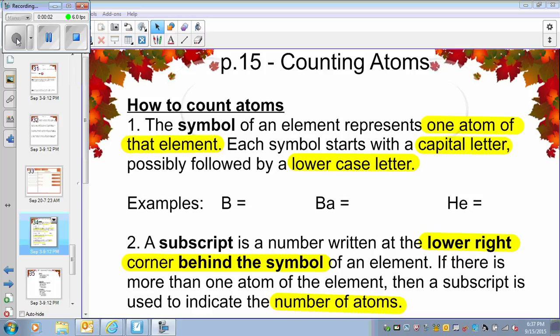Hi, this video will talk about counting atoms in a chemical formula.